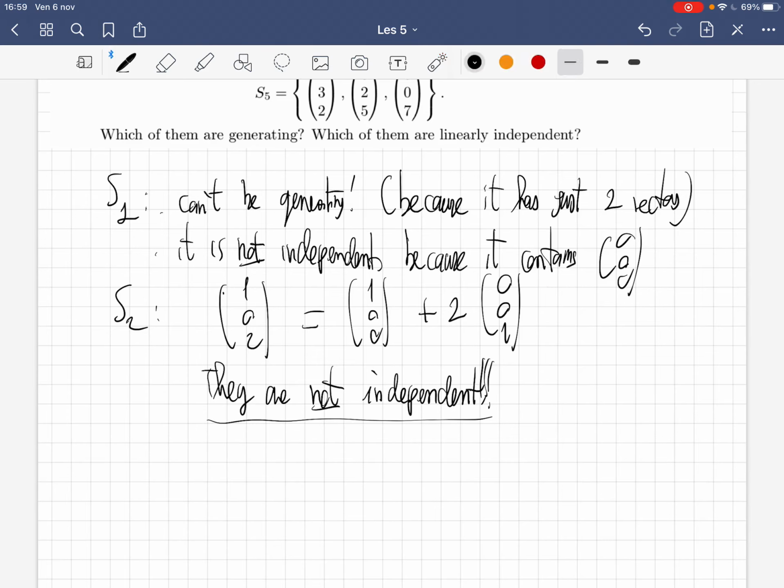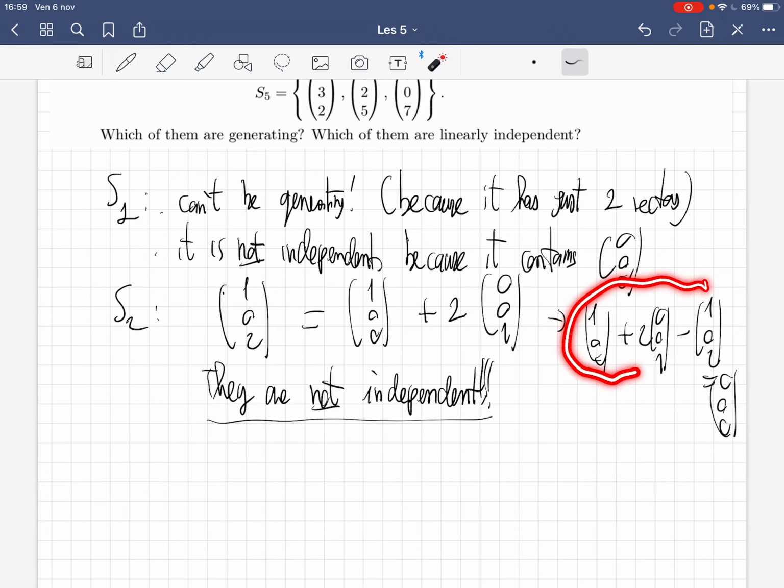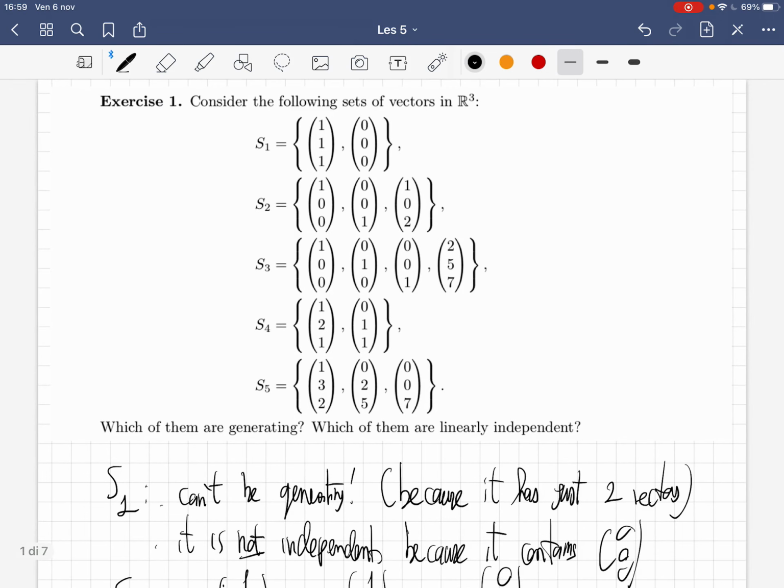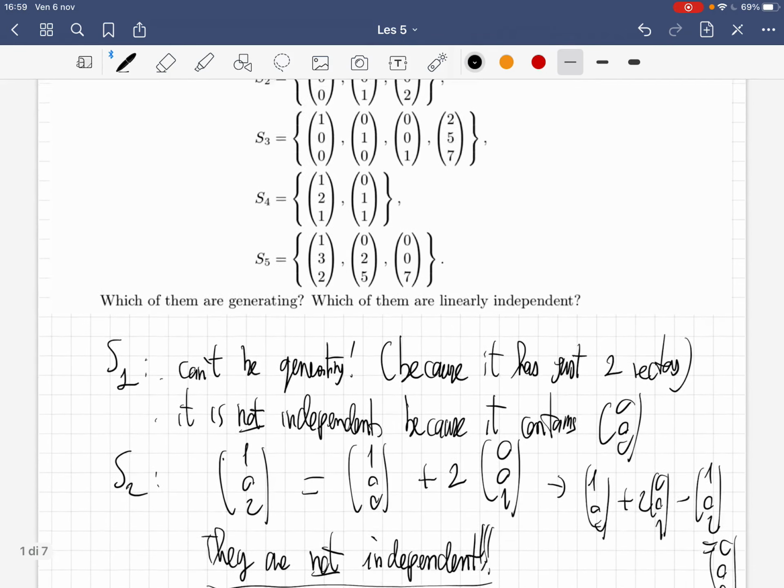If you rearrange things, you can write, for example, (1,0,0) plus 2 times (0,0,1) minus (1,0,2) equal to 0. And this is precisely a relation between these vectors. So they're not independent, and can they be generating? Well, not really.